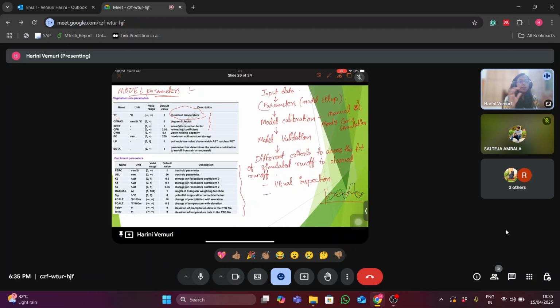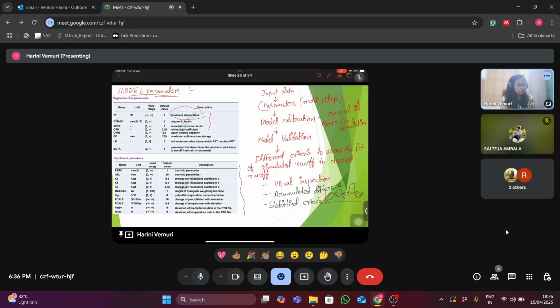But if we have two models which both perform well in visual inspection, then we will go with performance measures like MSE, NSE, and all, like accumulated difference. These are statistical criteria.